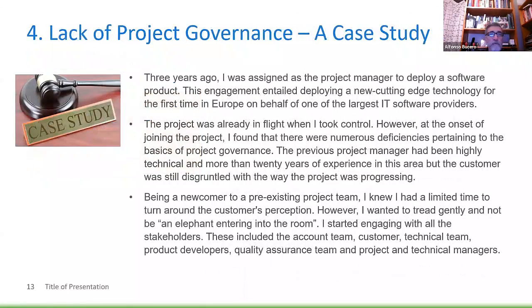Then I will share a case study with you. Three years ago, I was assigned as a project manager to deploy a software product. This engagement entailed deploying a new cutting-edge technology for the first time in Europe on behalf of one of the largest IT software providers. The project was already running when I took control. However, at the onset of joining the project, I found numerous deficiencies pertaining to the basics of project governance: lack of rules, lack of guidance, and so on.